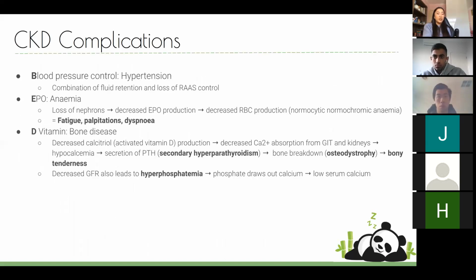And then your B, part of the mnemonic, blood pressure. So they get hypertension and you just want to manage that. I mean, it's a cause and it's an effect. So that's why the hypertension blood pressure situation is so bad, because it's really a cycle.